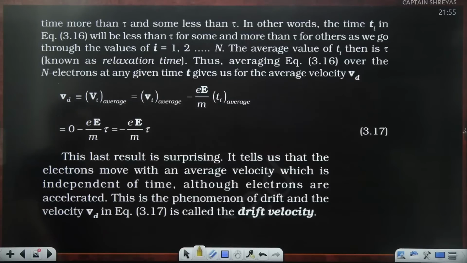You will get something called the drift velocity. This last result is surprising. It tells us that electrons move with an average velocity which is independent of time, although all electrons are accelerated. This is the phenomenon of drift, and this is called the drift velocity.